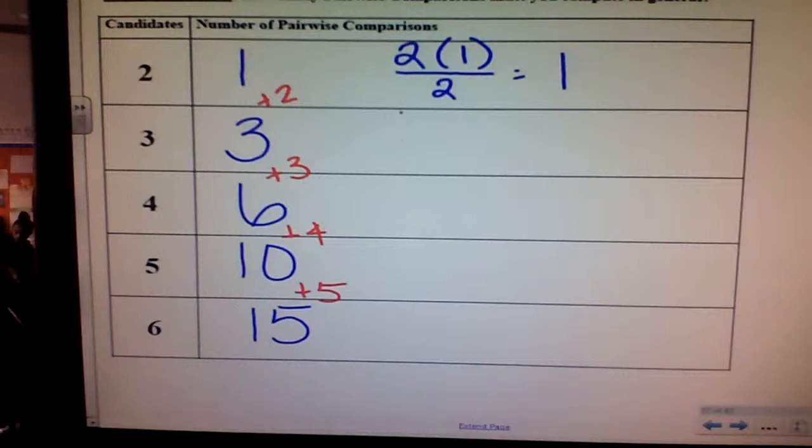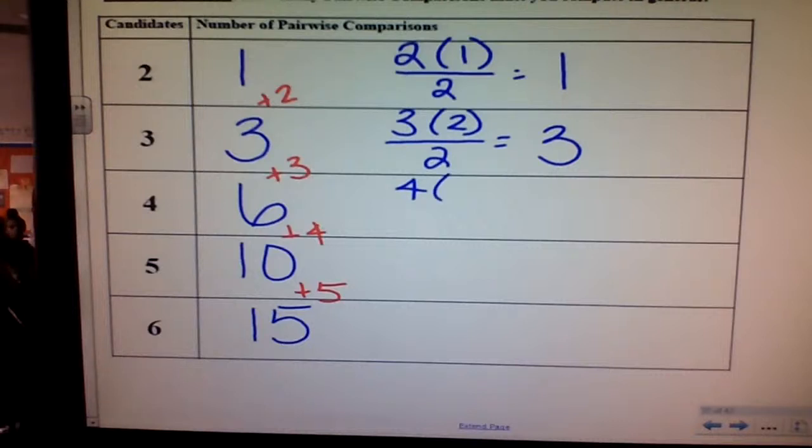So 3 players. If there's 3 of you, you have to play 2. 3 times 2, 6, divided by 2 is 3. If you have 4 players, they have to play 3. 4 times 3 is 12, divided by 2 is 6.